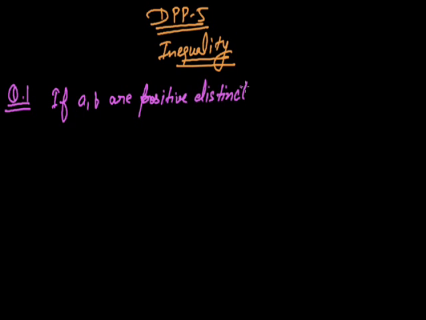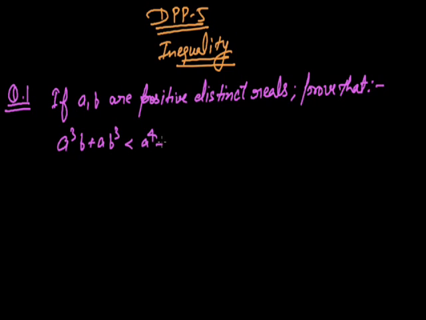Next is DPP number 5 of inequality. The first question of this DPP is: if A, B are positive distinct reals, then prove that A cube B plus AB cube is less than A raised to power 4 plus B raised to power 4.